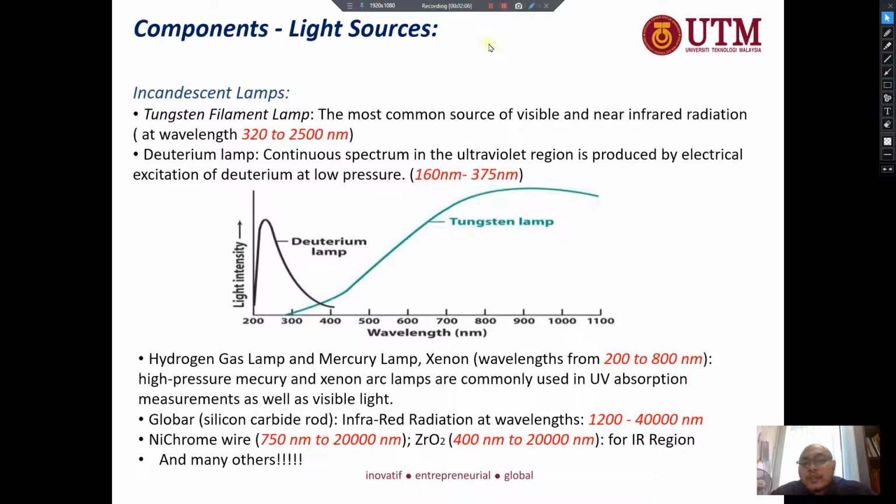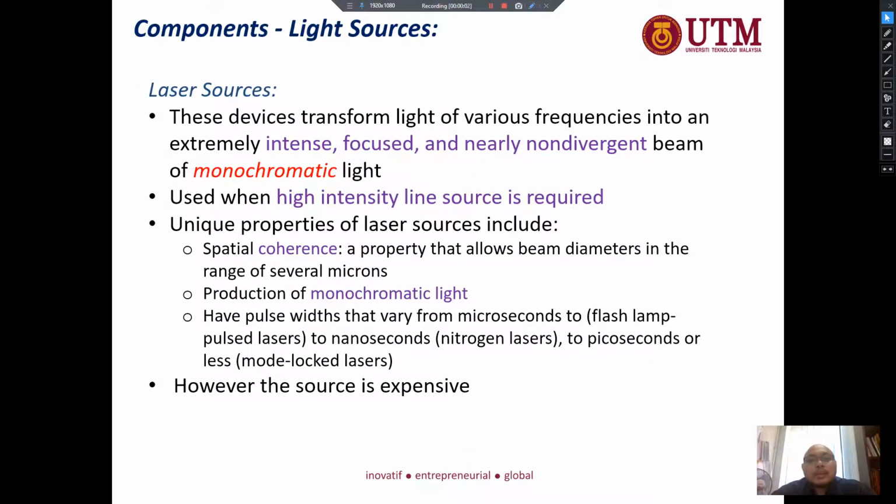If there is any question, you can always write in your WhatsApp group. Okay, the next one we will learn about another kind of light source, which is the laser source. This device transforms light of various frequency into an extremely intense, focused and nearly non-divergent beam of monochromatic light. For the laser, it is very intense. It's focused on a single wavelength. When we want to interact with our absorbent at a very high intensity of light, that is when we use laser source.